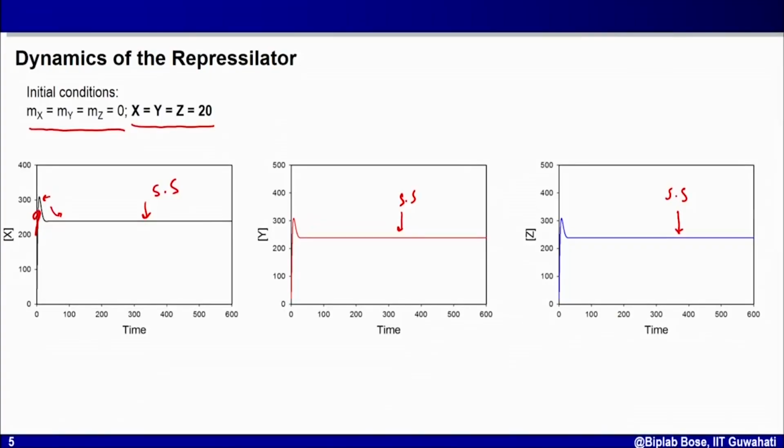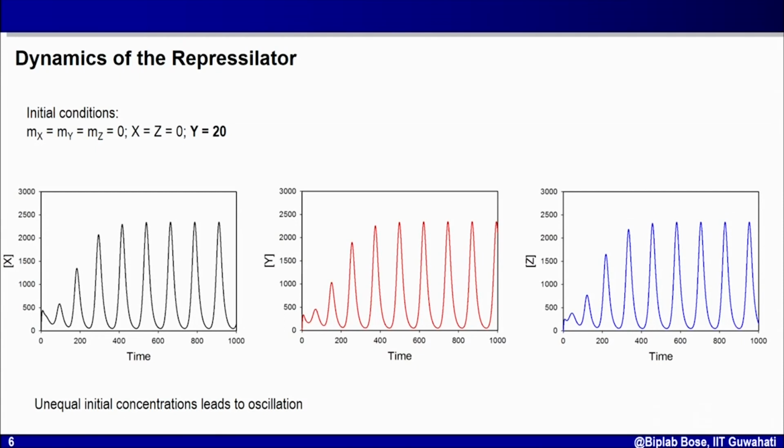Now let us simulate the same system with a bit different initial condition. Pay attention to this. At t equal to 0, all mRNA I have considered m equal to 0, but I have an imbalance in x, y and z at the protein level. What have I considered? X and z I have kept at 0, they don't exist in the cell. Y I have kept at 20. In the previous simulation, I had x, y and z equal to 20. In this case, only y is equal to 20, x and z are 0.